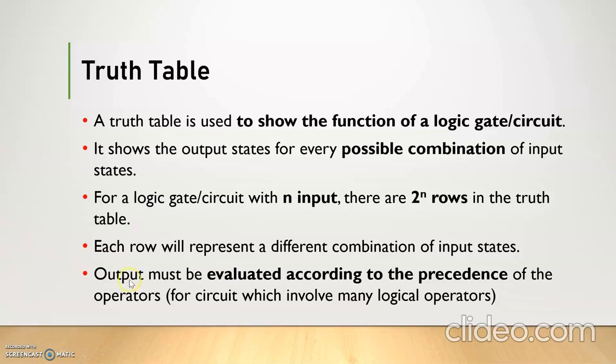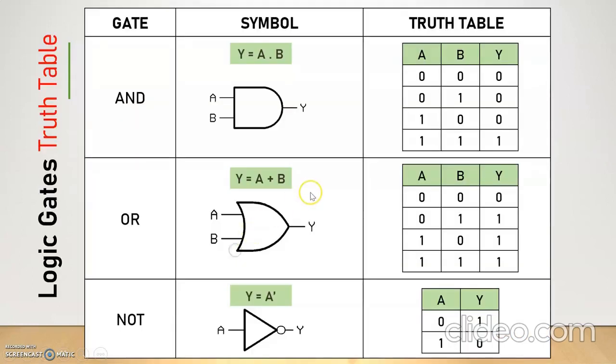For a logic gate or circuit with n inputs, there will be 2 to the power of n rows in the truth table. So let's look at this further later. Each row will represent a different combination of input states, and the output must be evaluated according to the precedence of the operators, because the circuit may involve many logical operators. So let's look here to understand more.